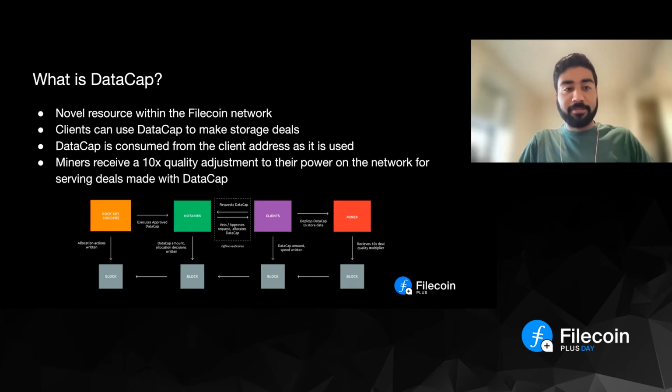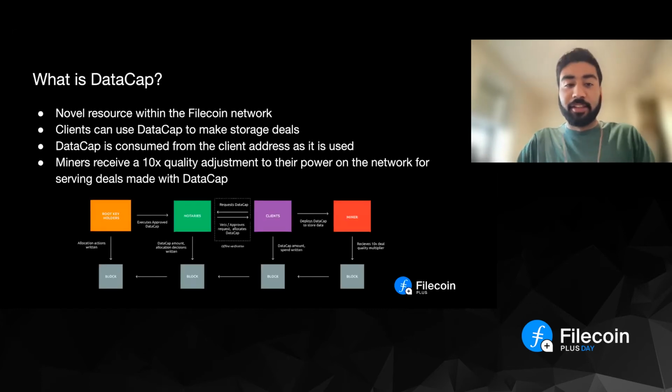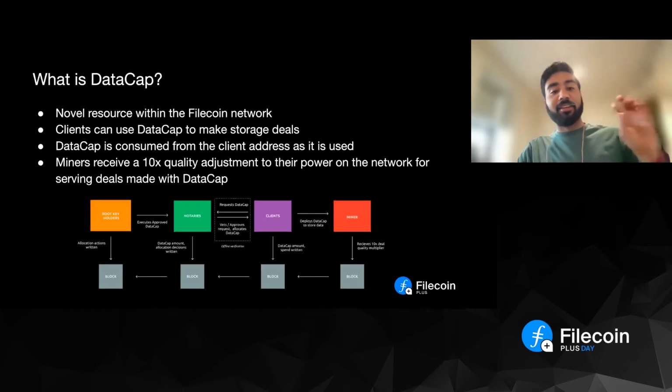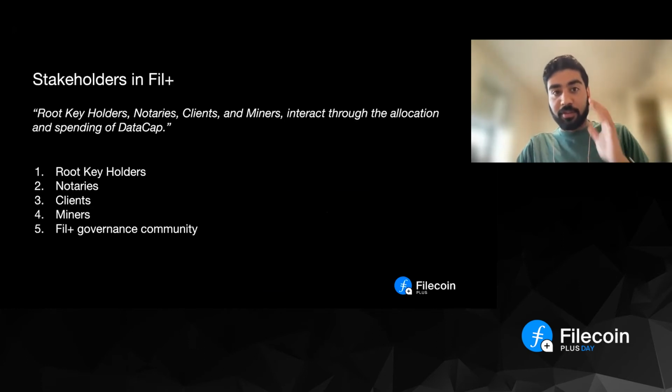It's just a number. And so how does it actually work? You see this complex diagram at the bottom. Let's dig into each of these little boxes and how it actually flows. So the set of stakeholders that I cited right at the start, root key holders, notaries, clients, and miners, interact with the allocation and spending of DataCap. So there's at least 4 there, which is root key holders, notaries, clients, and miners. And then the 5th one, which is a very important stakeholder, is the actual governance community, which could even be you.